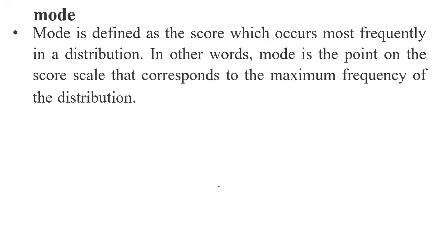The other measure of central tendency is mode. What is mode? Mode is defined as the score which occurs most frequently in a distribution. In other words, mode is the point on the score scale that corresponds to the maximum frequency of the distribution. We can calculate the mode for ungrouped data and also for grouped data.